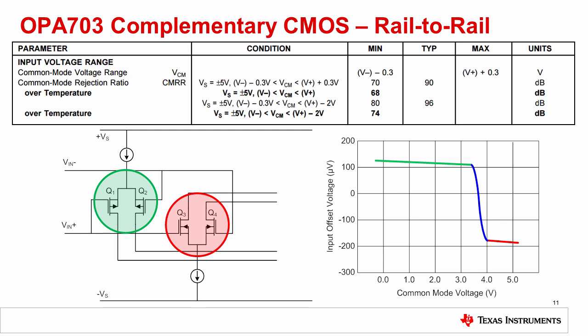When looking at a rail-to-rail op-amp datasheet, the different regions over which the CMRR is specified can be helpful for determining the crossover region.